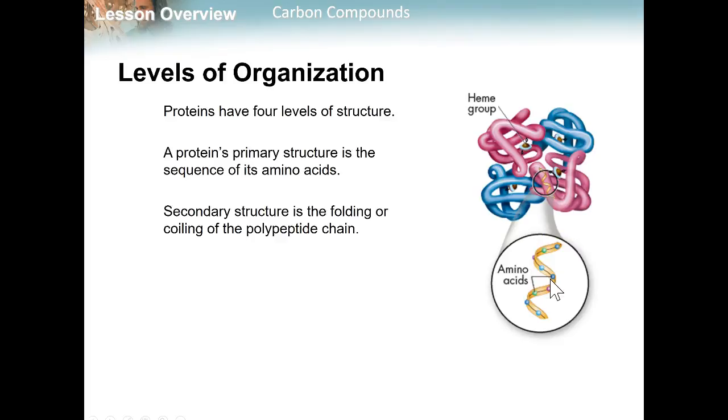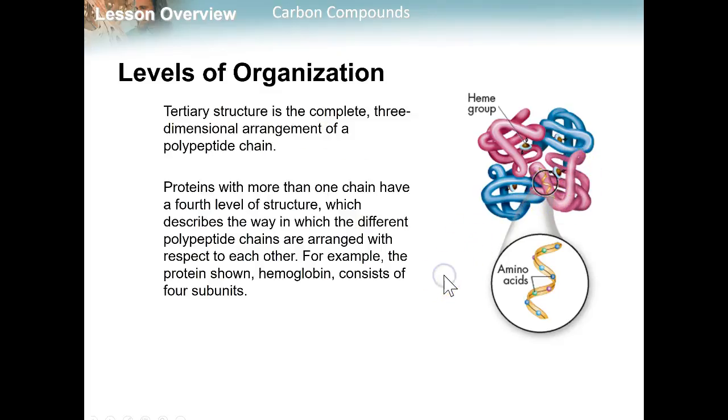The secondary structure is the folding or the coiling. So see how it kind of folds or coils there. The tertiary, which means 3, is the complete structure that you see, the whole structure that we have here, and its 3-dimensional arrangement. So if we were to rotate this around, it would have a distinct shape to it.